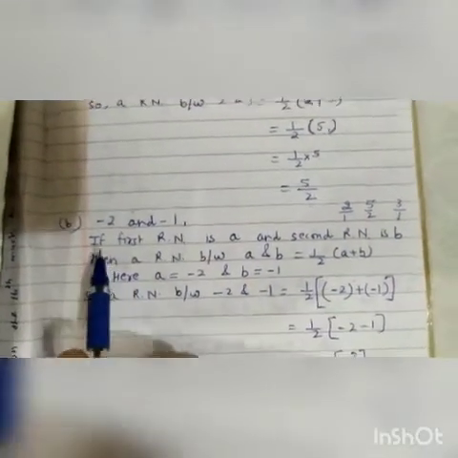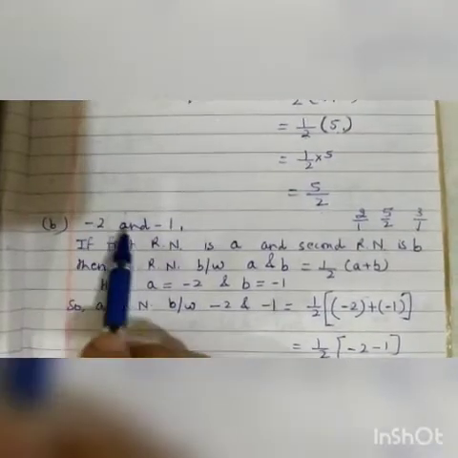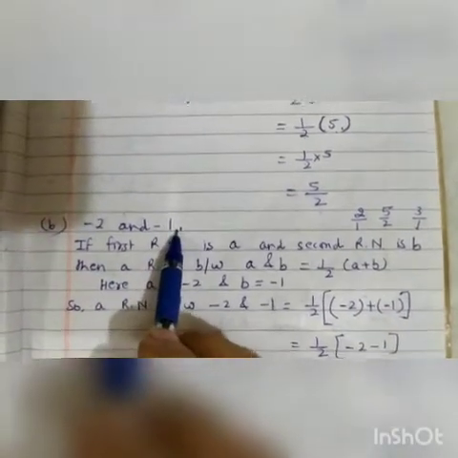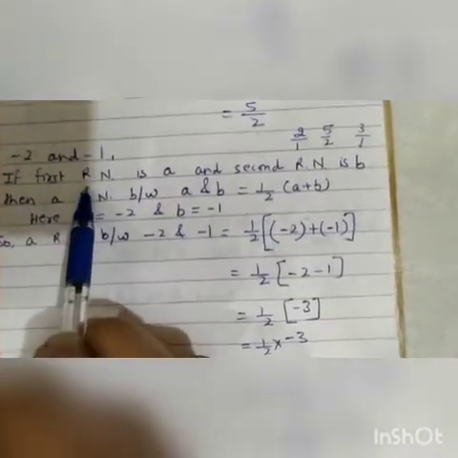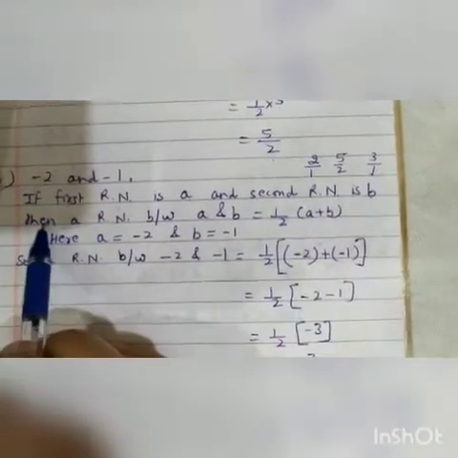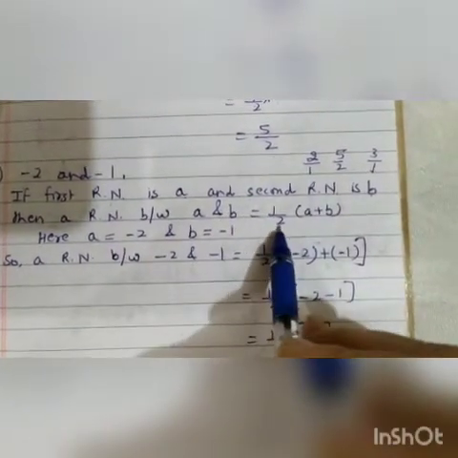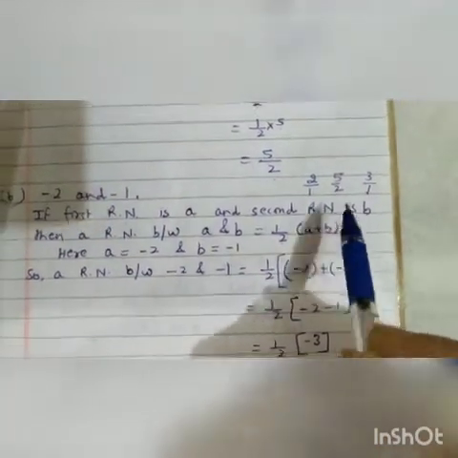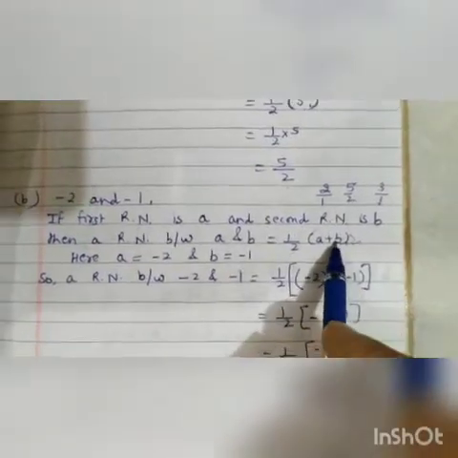Now come to second part, B part. In B part, given rational numbers are minus 2 and minus 1. Again we will apply the same method. If first rational number is A and second rational number is B, then a rational number between A and B is equal to 1 upon 2 (A plus B). We will write this line in each and every question.